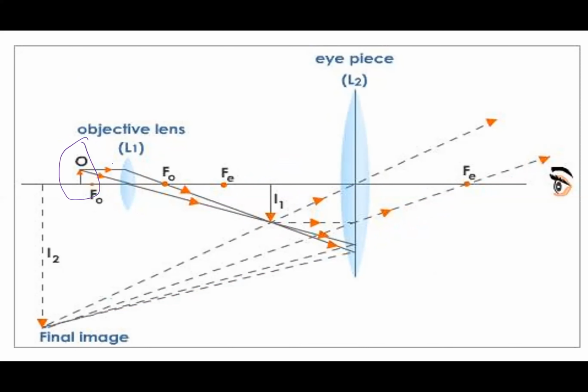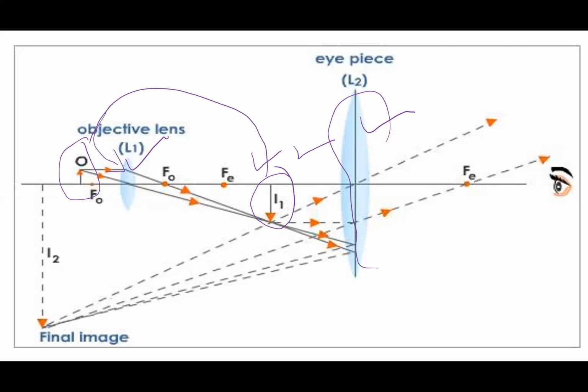From this objective, this image will be formed, I1. This image works as an object for the eyepiece, and it works as an image for the objective lens. Here the object is real, so it will be positive. Here the object is virtual, it is an image that works as an object for the eyepiece, so it will be taken negative. This is called a virtual object.